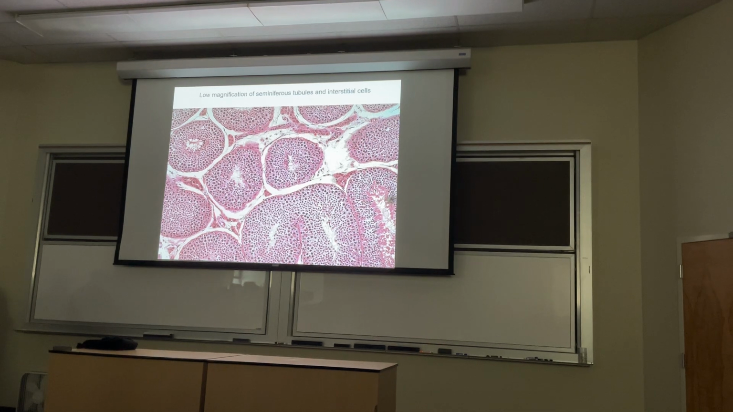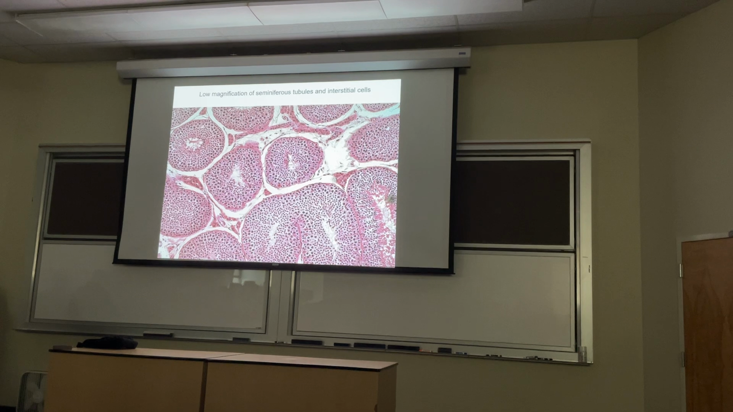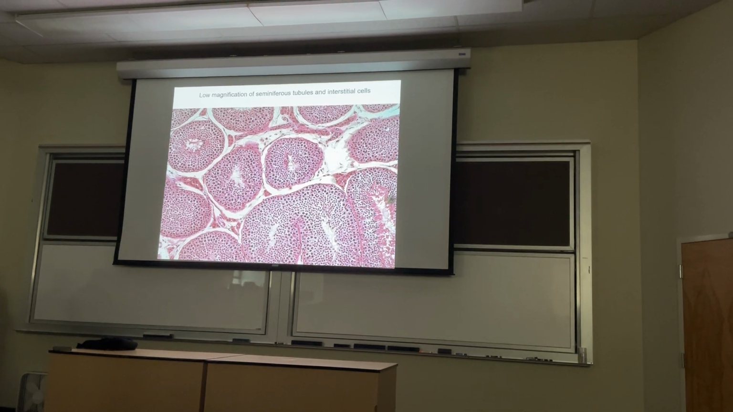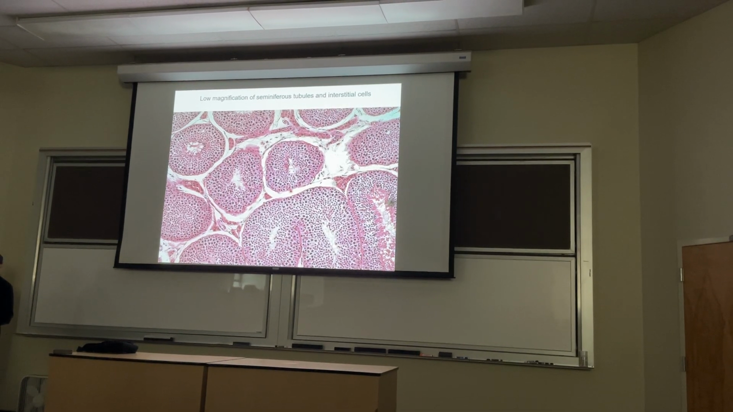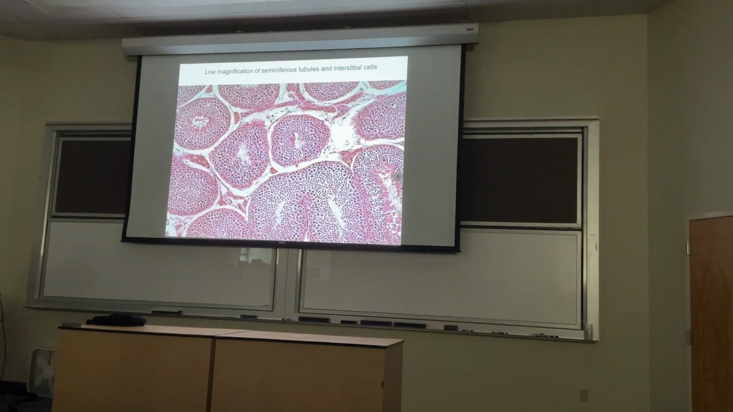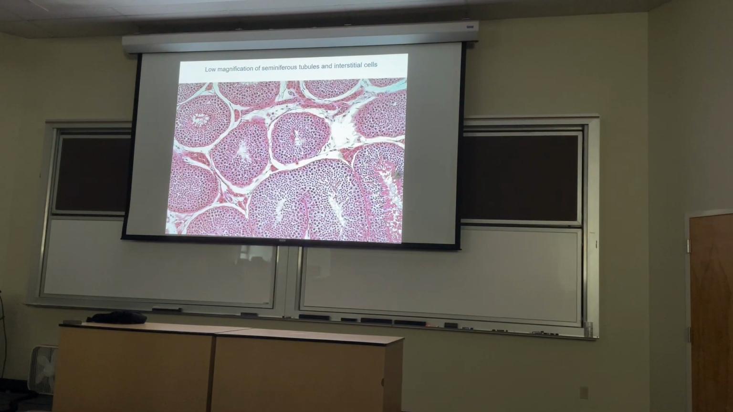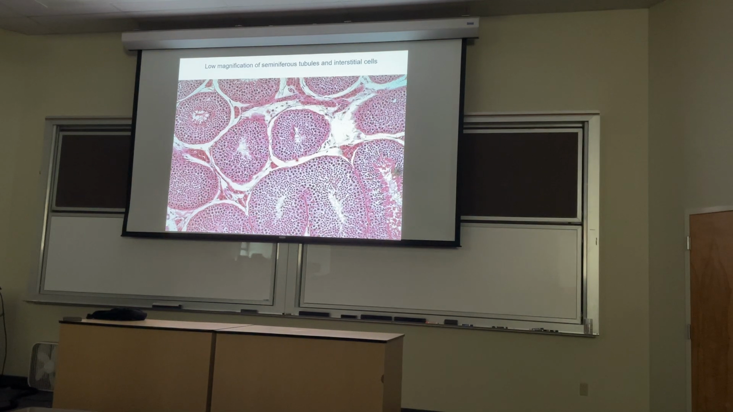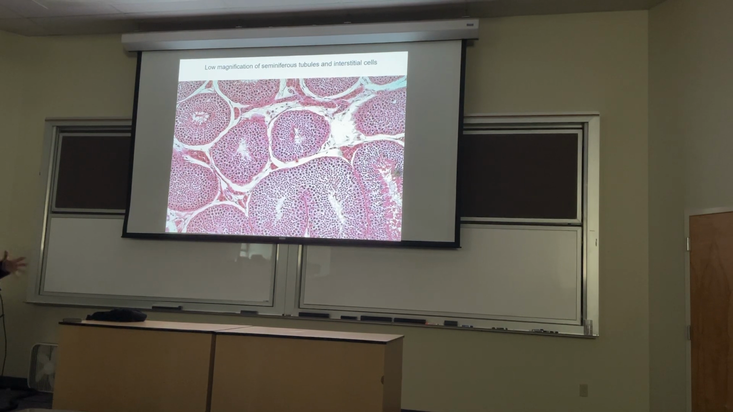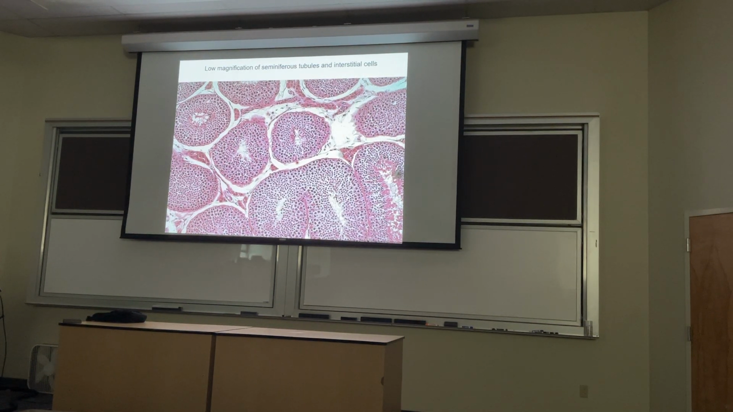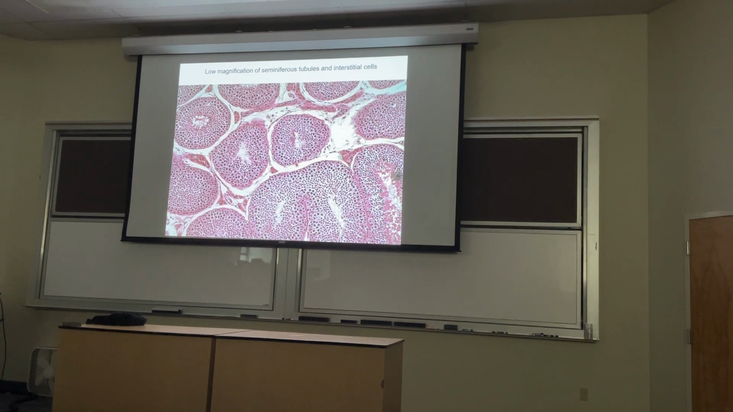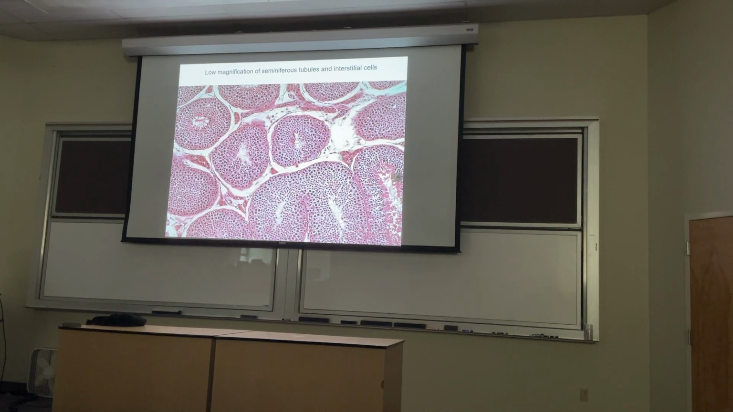And are the seminiferous tubules, like all those little black dots, are those Sertoli cells? All these little black dots are a variety of cells. They are spermatogonia, primary spermatocytes, secondary spermatocytes, spermatids, and sperm, and Sertoli cells. So when we get it in a higher magnification, we're actually going to be able to tell and differentiate all these, which is a lot of what we're going to do today. So we're going to get a lot of practice.